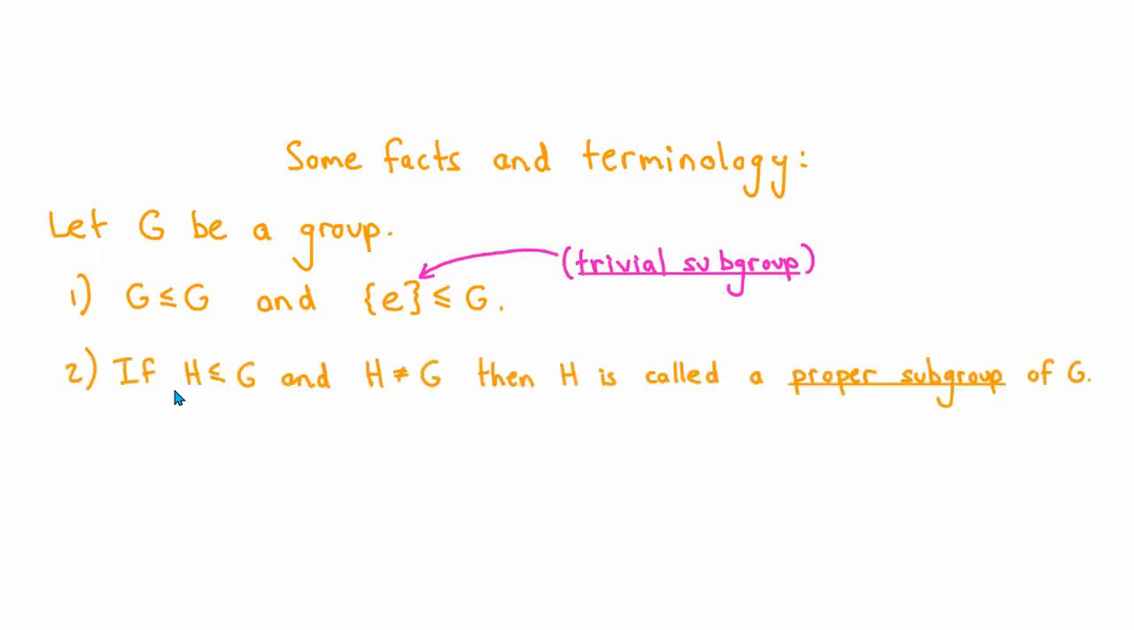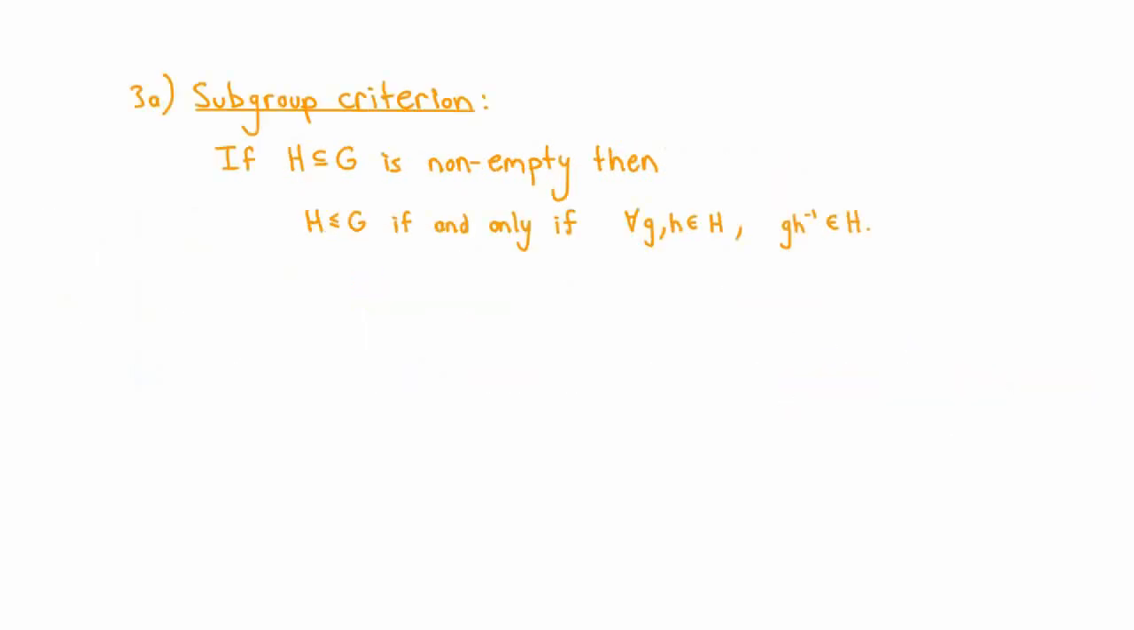Second, a point of terminology. If H is a subgroup of G which is not equal to the whole group, then it's called a proper subgroup of the group. So just remember that for future discussions. The next important fact, which is often useful for simplifying proofs, is what's called the subgroup criterion.